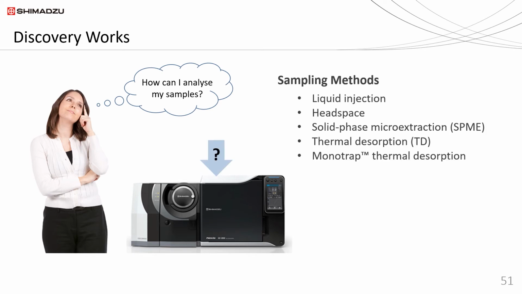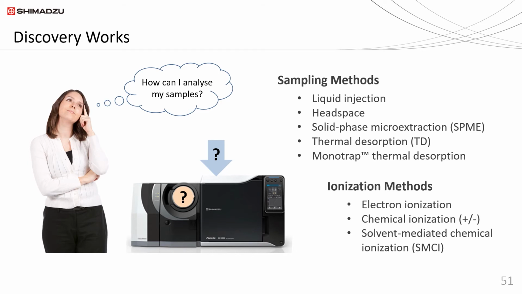Lucky for us, GCMS can be equipped with various sample introduction methods. These include liquid injection, headspace, solid phase microextraction, thermal desorption, and monotrap thermal desorption. At the mass spectrometer end, apart from electron ionization, positive and negative chemical ionization can be performed using methane or isobutane reagent gas. An alternate chemical ionization technique that applies safer solvent can be used to achieve positive chemical ionization as well, and this method is called the solvent-mediated chemical ionization, SMCI.